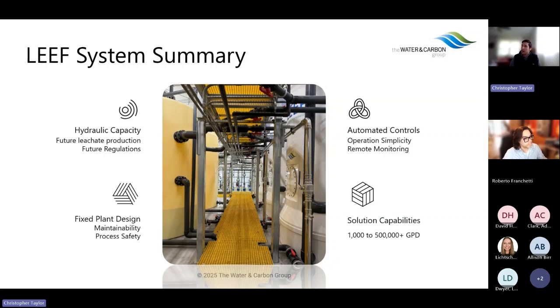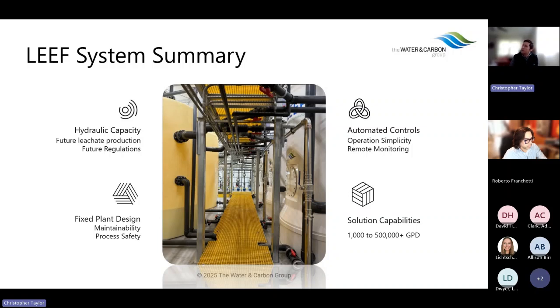Automated controls. Again, I'm not bashing mobile systems by any means. We offer mobile as well, just giving what we've seen out there. But from an automated control standpoint, be it remote monitoring, whatever the case is, it's a pretty simple design to automate and to run. And in terms of operations packages, the Bethlehem PA facility is actually run by a Water and Carbon Group employee, but we offer multiple different types of packages, be it having one of our own run the system or doing training for existing staff. We do either type of approach.